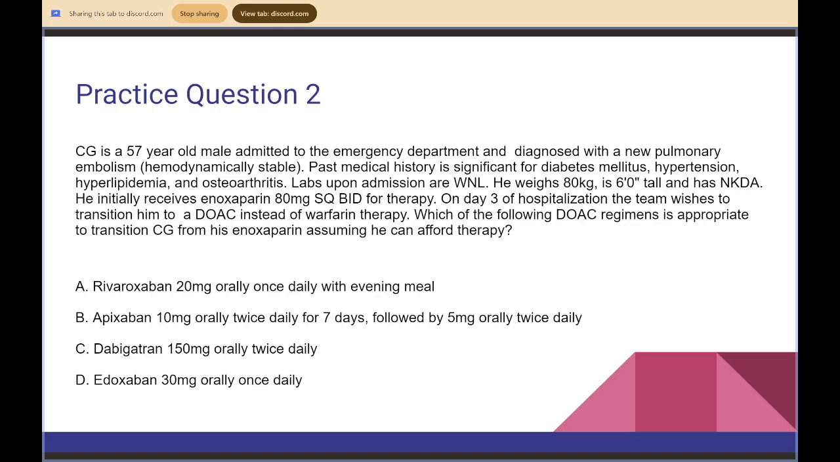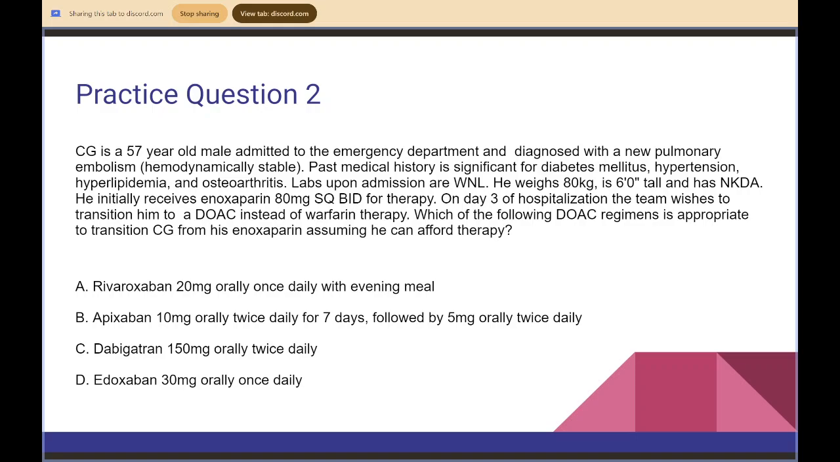Initially, enoxaparin 80 mg SQ BID for therapy. On day 3 of hospitalization, the team wishes to transition him to a DOAC instead of warfarin. Which of the following DOAC regimens is appropriate to transition CG from his enoxaparin, assuming he can afford therapy? Choice A, rivaroxaban. Choice B, apixaban. Choice C, dabigatran. Choice D, edoxaban.